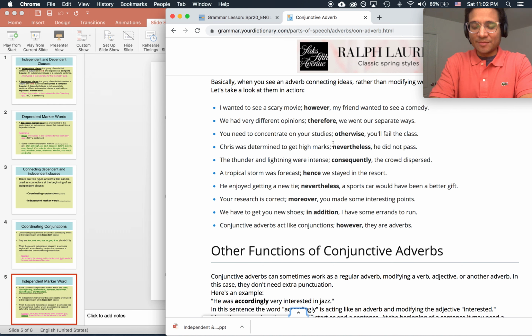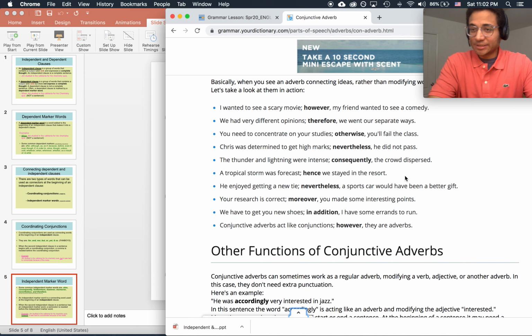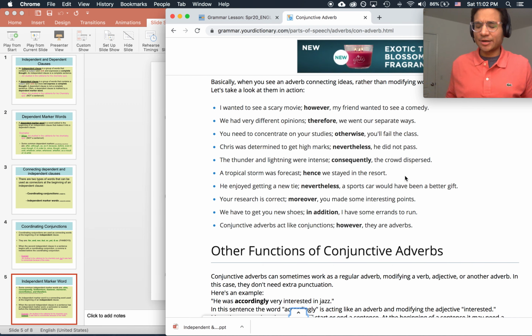Chris was determined to get high marks. Nevertheless, he did not pass. Oh, Chris. Almost. I wonder what happened. The thunder and lightning were intense. Consequently, the crowd dispersed. Notice how that independent marker has the effect of isolating the word and creating a large pause. And actually, we do this in our own speech pattern. We don't even realize it. We're using independent marker words without realizing it. See, grammar is present even in our day-to-day speech.